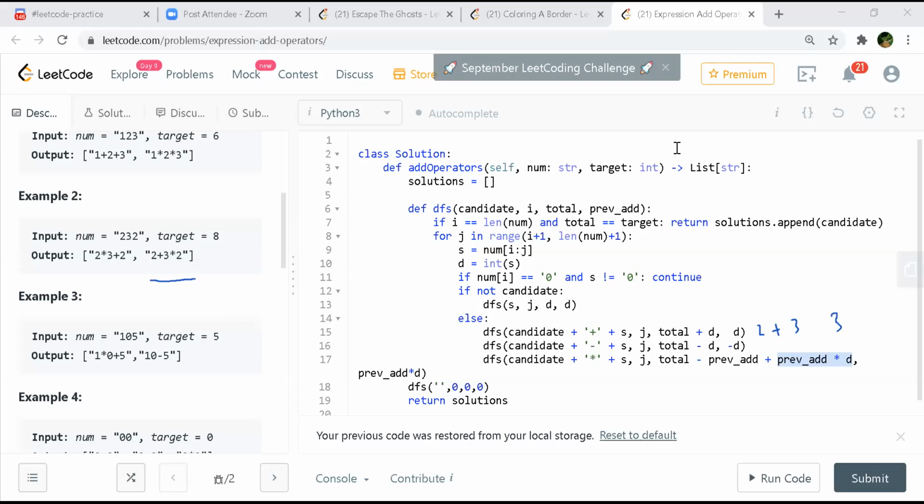We just ignore the minus and other for now. So at that time, our total will be 5, right? The previous total is 5, and our previous add was 3, correct? So now if we look for this term, it's 5 minus 3, and then plus our 3, and our current D will be 2. So it will be 3 into 2.